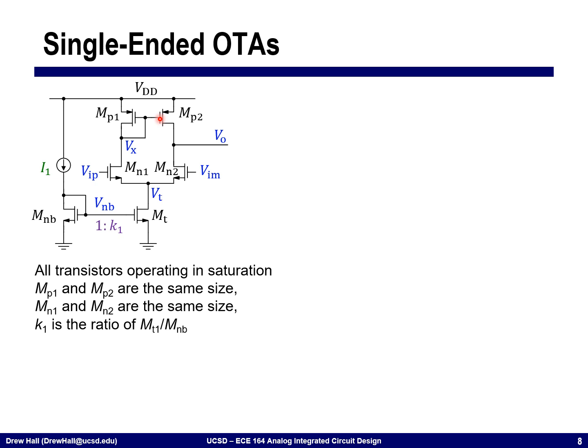MP1 and MP2 are the same size, meaning that they have the same W over L. MN1 and MN2 also have the same W over L. And MT and MNB are ratiometric, where K is the ratio of sizing between them. This is a way that we could scale the current from I1 and make it K times larger in the tail current here.